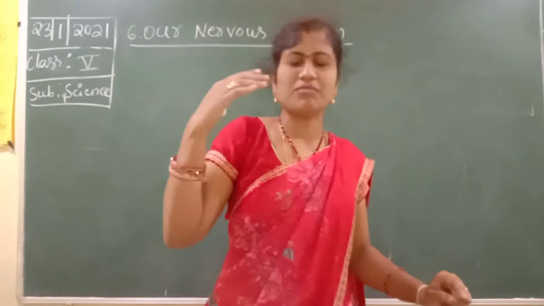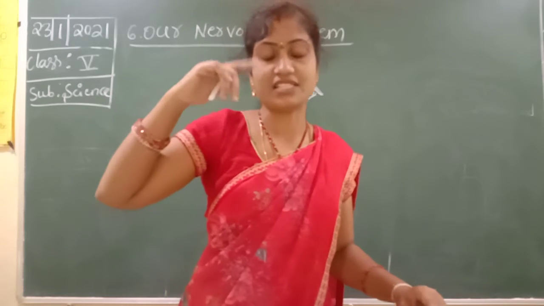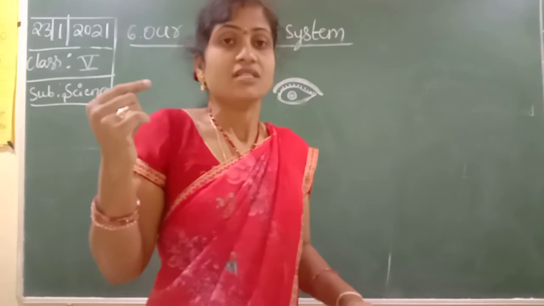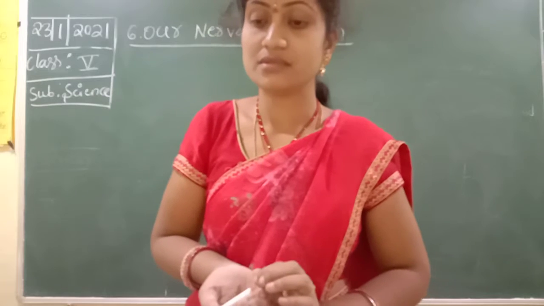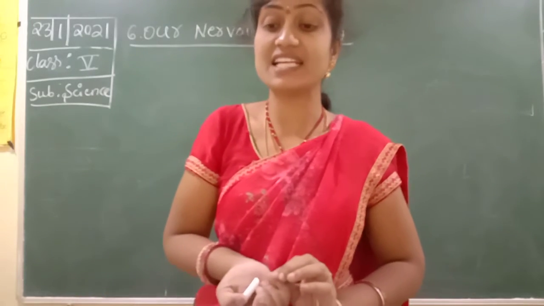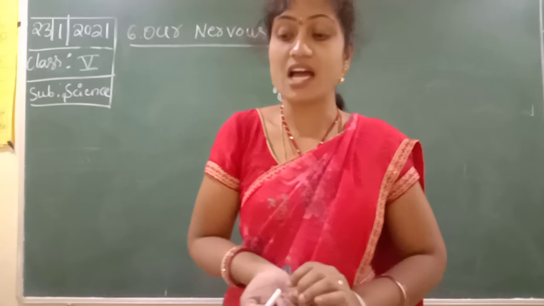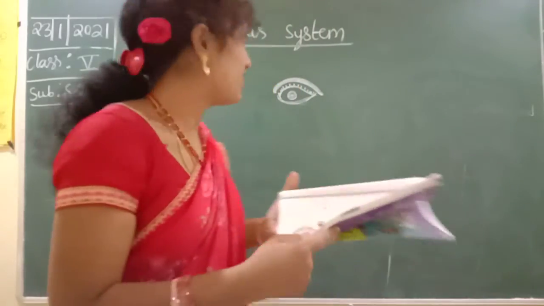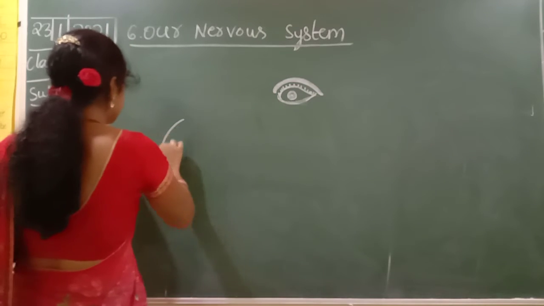When suddenly the wind or dust comes, we close our eyes, so the eyes are protected. Next, in the front portion of the eye there is a circular transparent layer called the cornea. Here I will draw the eye picture, outside and inside.